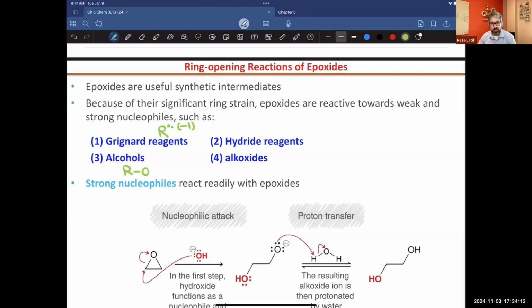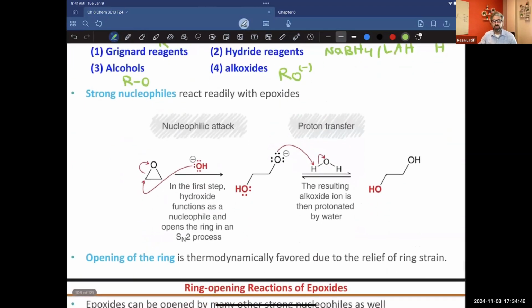The next one is the hydride reagent, for example sodium borohydride or lithium aluminum hydride, and they will add H minus to the ring. So on one side we will have a saturated carbon, and on the other side we will get alcohol. And the alkoxide will add RO to the ring, and this one comes with a negative charge. So similar to alcohol, we will get an ether plus alcohol.